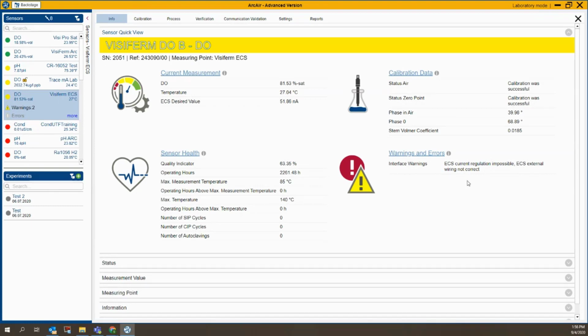What this is in reference to is if you have a sensor with an ECS power cable hooked up or powered with the sensor, and that cable is not connected to the bioreactor or the transmitter or whatever you're connecting it to, you get an error message like this. And that error message will go away once the cable is wired up. So the sensor is otherwise okay and it's measuring properly. You can see my oxygen reading up here.